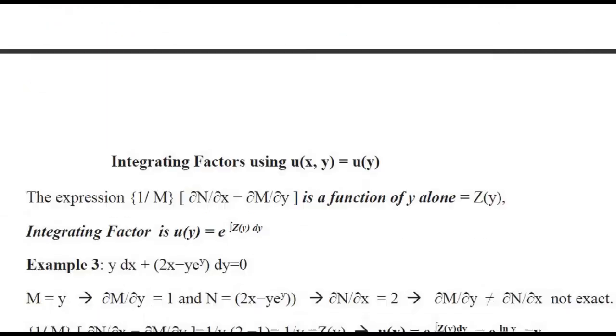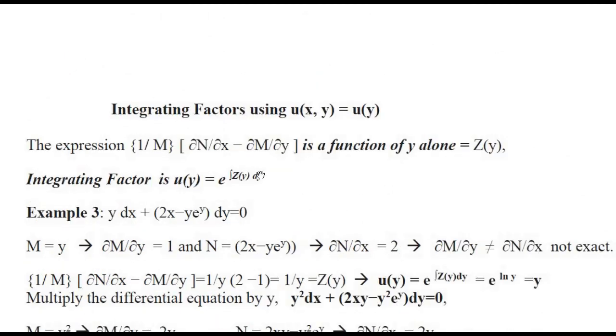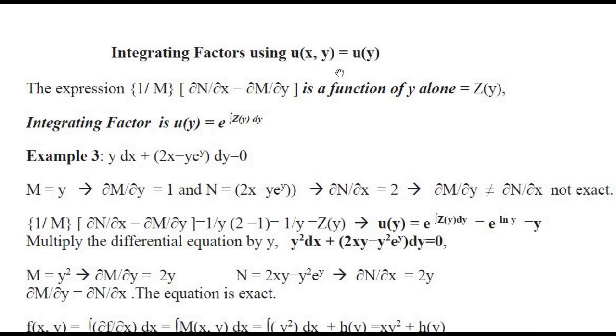So the next type is integrating factors using μ(x,y) equal to μ(y). In this case, the expression 1/M into (∂N/∂x − ∂M/∂y) is a function of y alone, say Z(y). This may be a constant value also. The integrating factor is μ(y) equal to e raised to the integral of Z(y) dy.